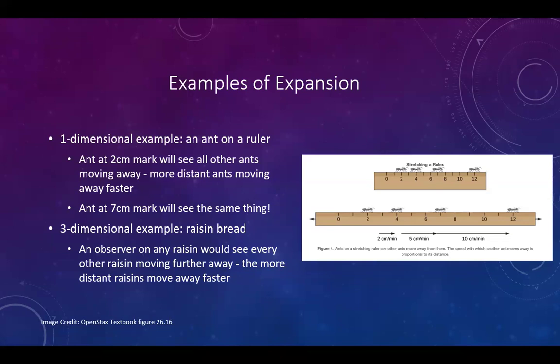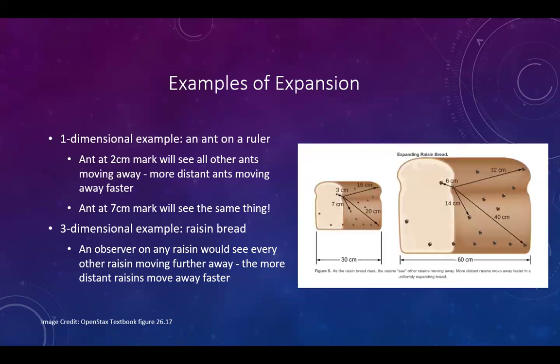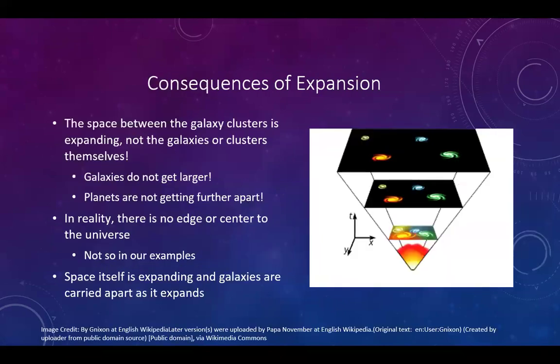A three-dimensional example is raisin bread. An observer on any raisin would see all the other raisins moving away, the more distant raisins moving away faster. Raisin bread expanding as the dough rises, for example. Now, what's happening is the space between galaxies and galaxy clusters is expanding, not the galaxies or the clusters themselves. The galaxies don't get bigger, planets aren't getting further apart.